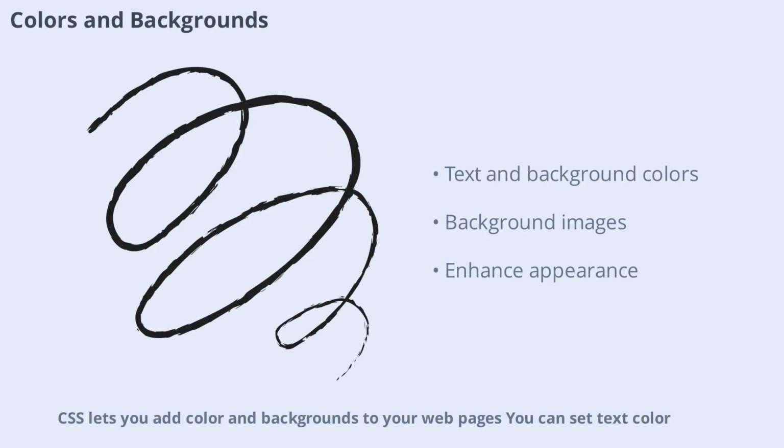CSS lets you add color and backgrounds to your web pages. You can set text color, background color, or even use images as backgrounds. With just a few lines of CSS, you can dramatically change the look and feel of your site, making it more attractive and engaging for visitors.